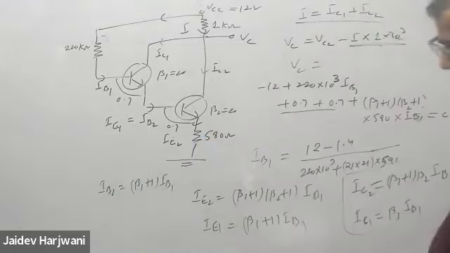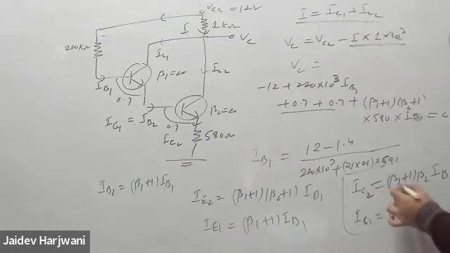So, circuit is... What is written for IC2 here? IC2, what is written here? Beta 1 plus 1, okay, then into beta 2, okay, into IB1.